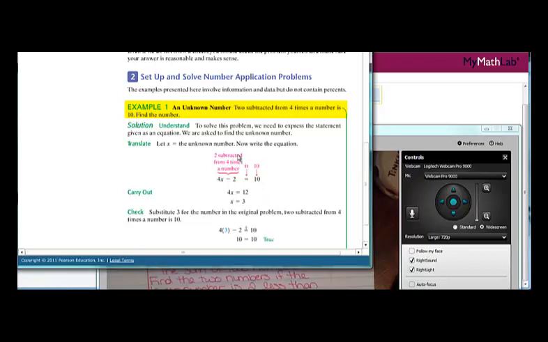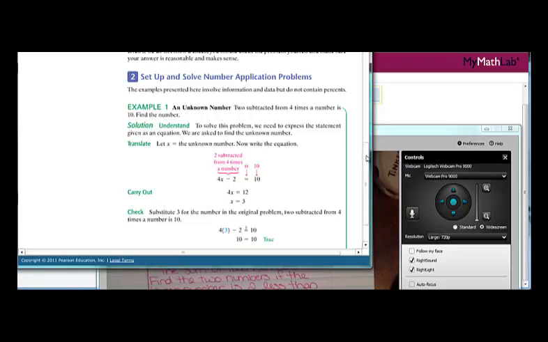And it kind of will help you because it says 2 subtracted from 4 times a number, and then it shows you where it gets that from. And then it says the is the equal sign, just like I told you, and then 10. So your book is actually very, very beneficial, especially when it comes to these word problems. So please don't neglect looking at your book.